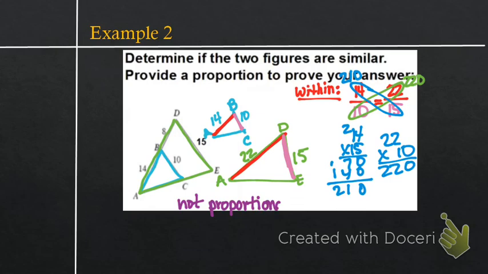If you figure out that it is proportional, let me know. Other than that, I'm going to go with not proportional since they are not equal to each other. We have 210 and 220. If they're equal, then they will be proportional.